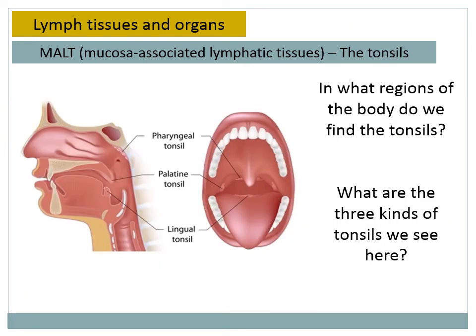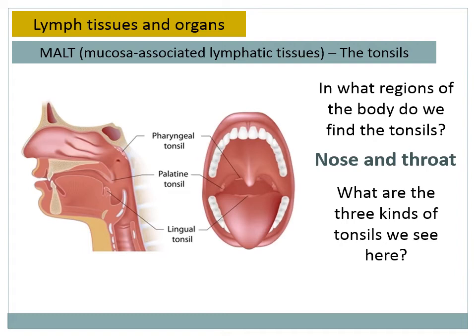So looking at one of the MALTs, the tonsils here. Looking at the body, in what regions of the body do we find our tonsils? We find them in one general area, but we like to split it up into two. We find them in the back of the nose and in the throat.